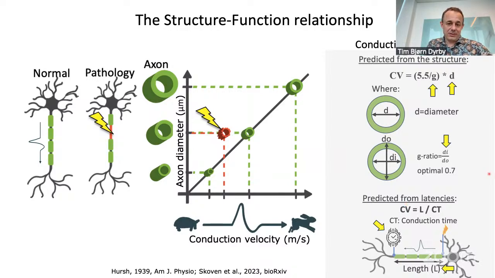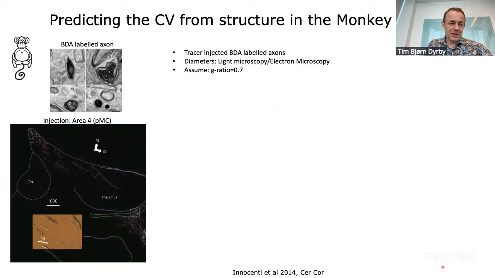So if we want to be able to do this, we need to measure the G ratio. We just need to have the axon diameters and the myelin thickness. And for the latencies, we just need to measure the latencies here and know the length of the distance. And there are different ways of doing that. This is an example from Giorgio Innocenti, a very nice study. What they did was to predict the conduction velocity in the brain from the structural features.